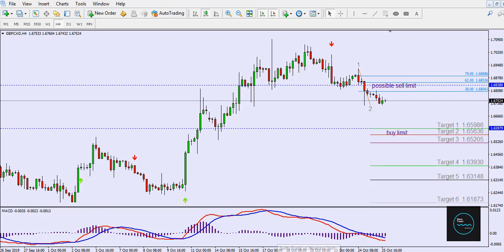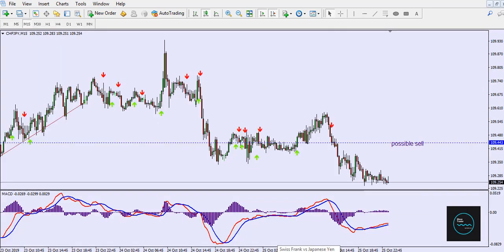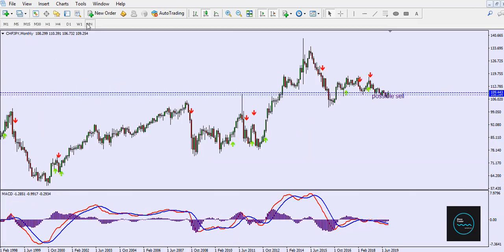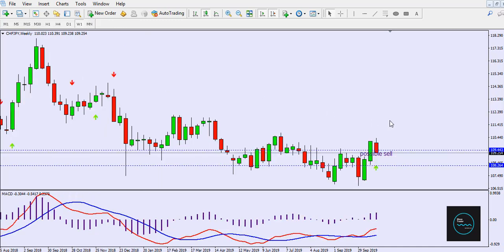Now let's go to the next one, which is the CHF JPY currency pair. Going to the monthly chart, what do we see? For the past 2 months, the market is in a bounce. Okay, it's not a pronounced bounce, but at least it's bouncing to the upside. So going to the weekly chart, we have what looks like positive divergence back to back. Okay, first one here, second one here.